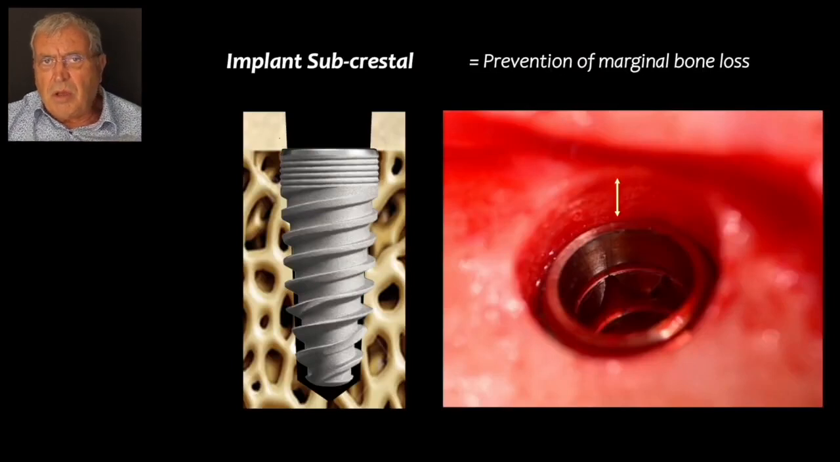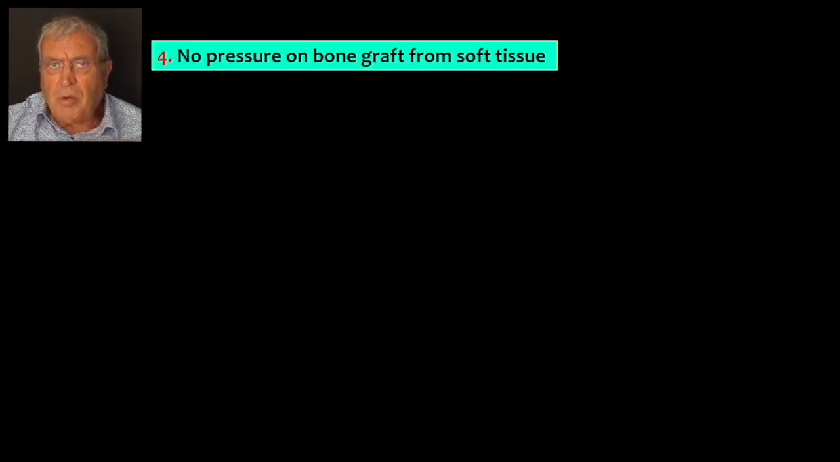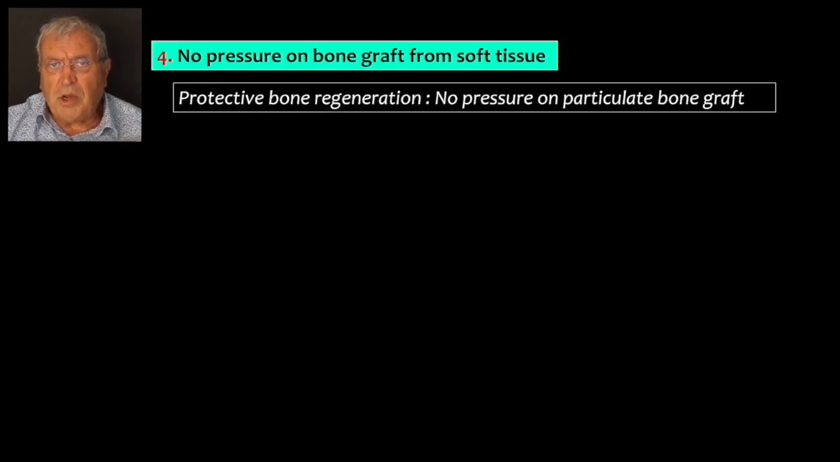We need to avoid the pressure on the graft by the soft tissue, because when we augment the bone, we induce a pressure from the soft tissue. And we name this protection from the pressure a protective bone regeneration. Means regeneration without pressure from the soft tissue.